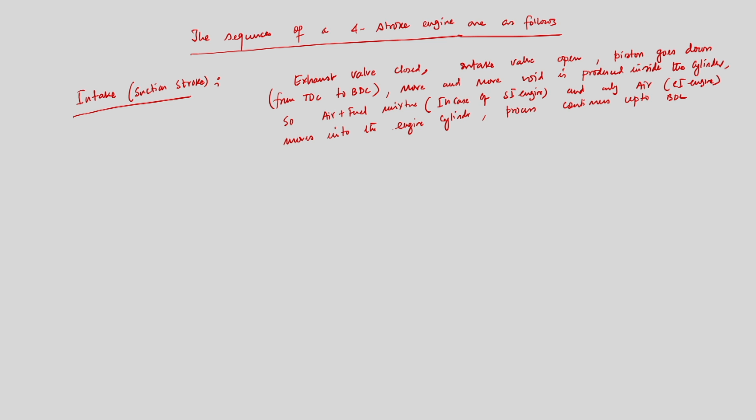So, this is the sequence in an intake stroke. Exhaust valve is closed, intake valve opens, piston goes down from TDC to BDC, more and more void is produced in the cylinder. Air plus fuel mixture is introduced in case of an SI engine, only air is introduced into the cylinder in case of a CI engine, and this process continues up to the BDC. Okay.